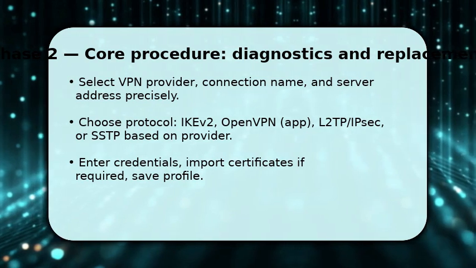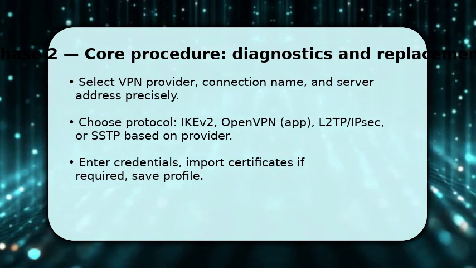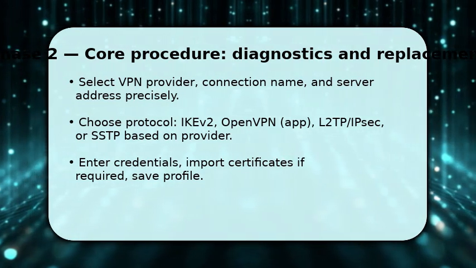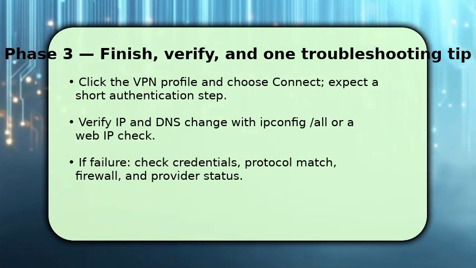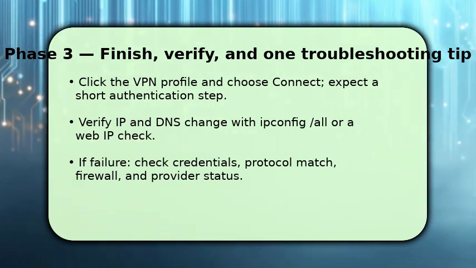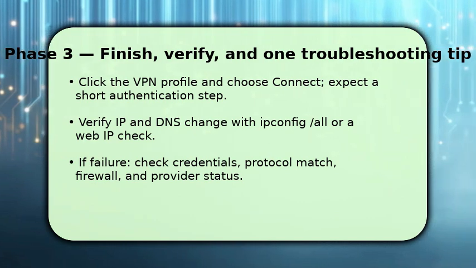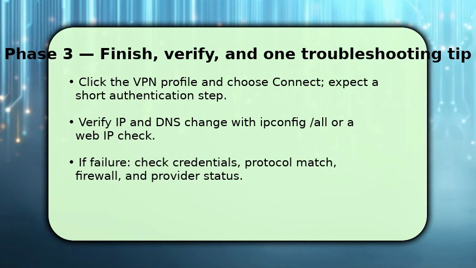To finish, click your new VPN profile and hit Connect. You'll see an authentication exchange and then a connected status. Once connected, verify that your IP and DNS changed. Use ipconfig /all or a quick web IP check to confirm traffic routes through the VPN.